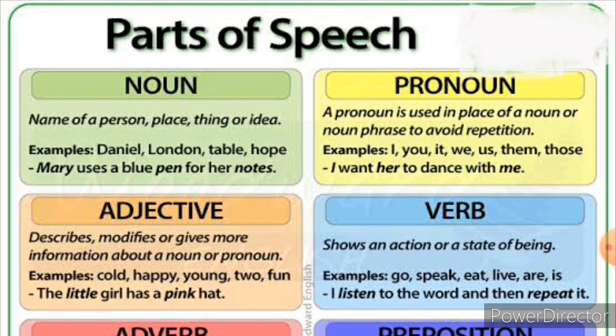These are known as main verbs. And helping verbs are is, am, are, was, were. These are known as helping verbs. Then look at the example sentence. I listen to the word and then repeat it. So here we have used verbs: repeat is the verb here, and listen. Listen is also an action word. Repeat is also an action word. So here the verb stands as an action word.